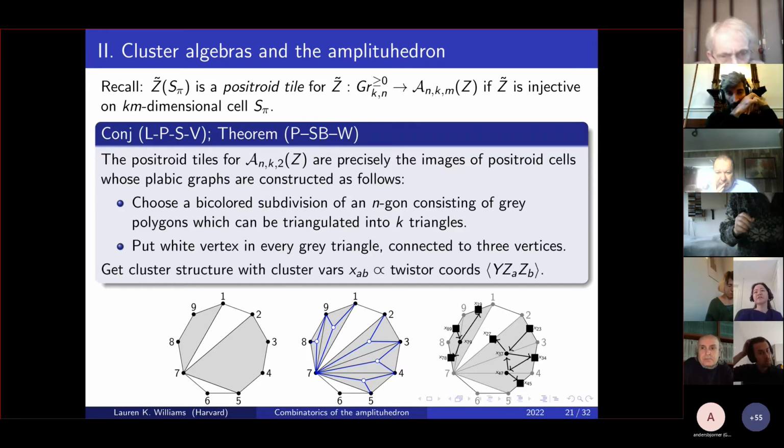And then there's a natural cluster structure that we can put on these cells. I'm just illustrating it with this picture for those of you who know about cluster algebras, but I won't go into this in any detail. There's a natural way to associate a quiver to our bicolored subdivision, and the cluster variables are going to be proportional to twistor coordinates. So the summary is that when one looks at cells of the positive Grassmannian on which the amplituhedron map is injective, we start to see cluster algebra structures arising.